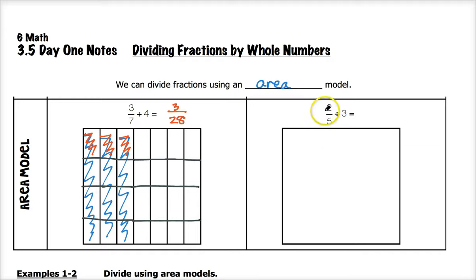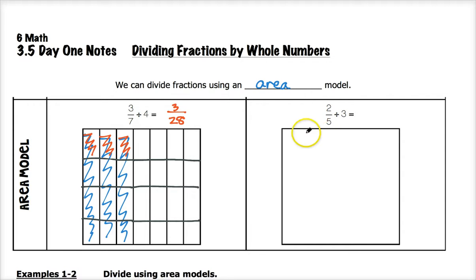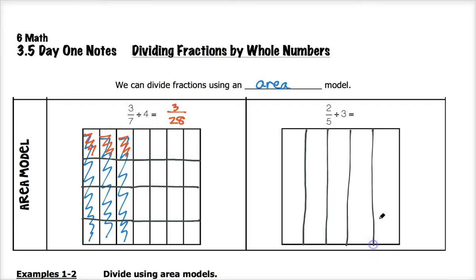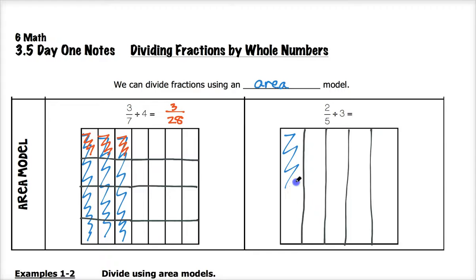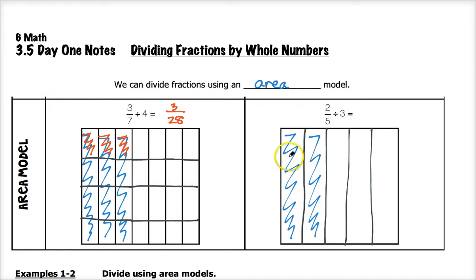Okay, let's look at another example. I have 2/5 divided by 3. So the first thing I'm going to do is represent 2/5 using this entire grid. So I'm going to split this grid into 5 equal pieces. There's 1, 2, 3, 4, and 5. 2/5 would be 2 of those pieces. So there's 1 and there's 2. And now dividing 2/5 into 3 groups, there's 1 group, there's 2 groups, and there's 3 groups.